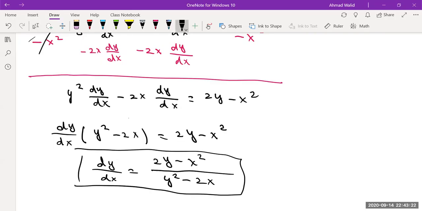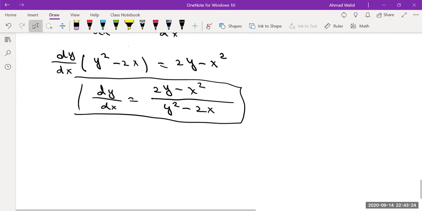Sometimes in your book, maybe in your homework, they ask you to find the second derivative of this function. Correct? To find the second derivative of this function, look at your right side. Just apply the quotient rule. It gives you the second derivative of the function, correct? This was all about implicit differentiation.